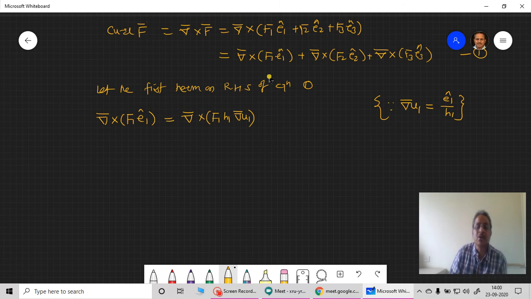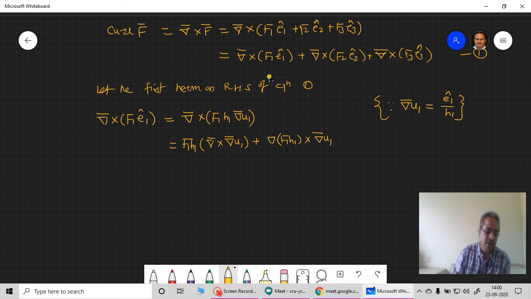Now this is a product of f1 h1 and del u1, so the operator can be operated in two ways. First let's operate it on del u1. It gives you f1 h1 into, in the bracket, del bar cross del bar u1. That is my first term. The second time I operate the del bar on f1 h1, so this time it is del bar of f1 h1 cross del bar u1.